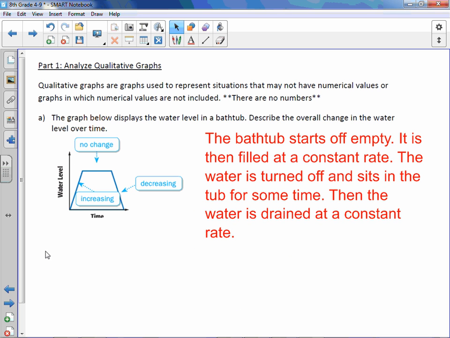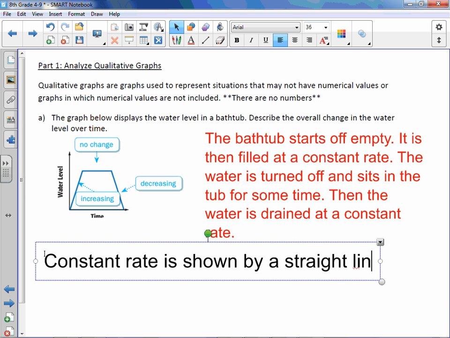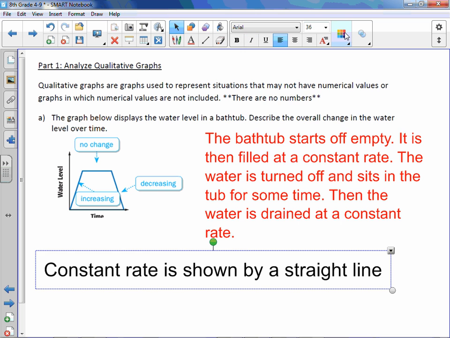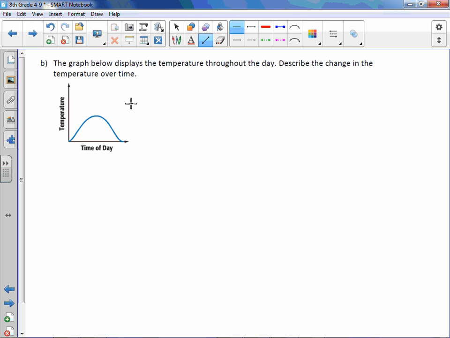A couple things I want to point out. When you have a constant rate, that's shown by a straight line. This is not part of the answer. This is just some notes I want you to jot down. So your straight line could either be increasing, decreasing, or straight across would mean nothing is happening. Just as in this case, there's no change. Letter B.